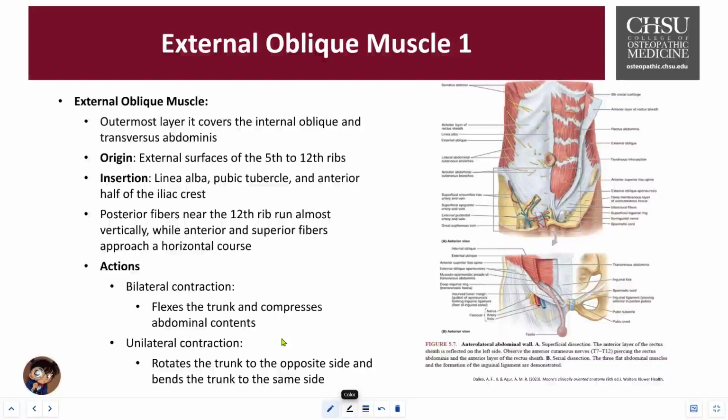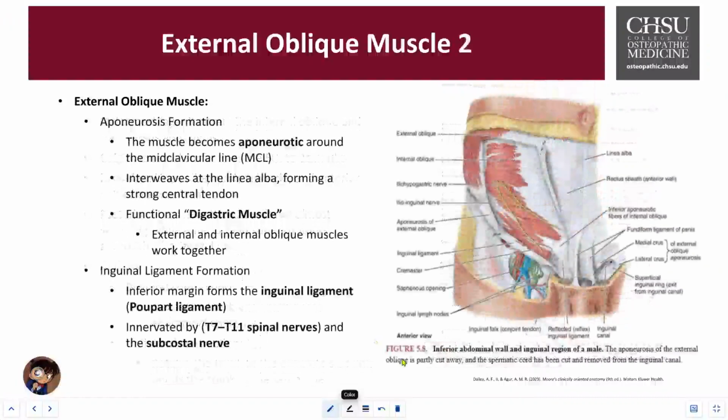The key actions here are the bilateral contraction, which involves flexion of the trunk and compresses the abdominal contents, and also unilateral contraction, where it rotates the trunk to the opposite side and bends the trunk to the same side. As it extends medially, it transitions into the aponeurosis around the midclavicular line, the MCL.